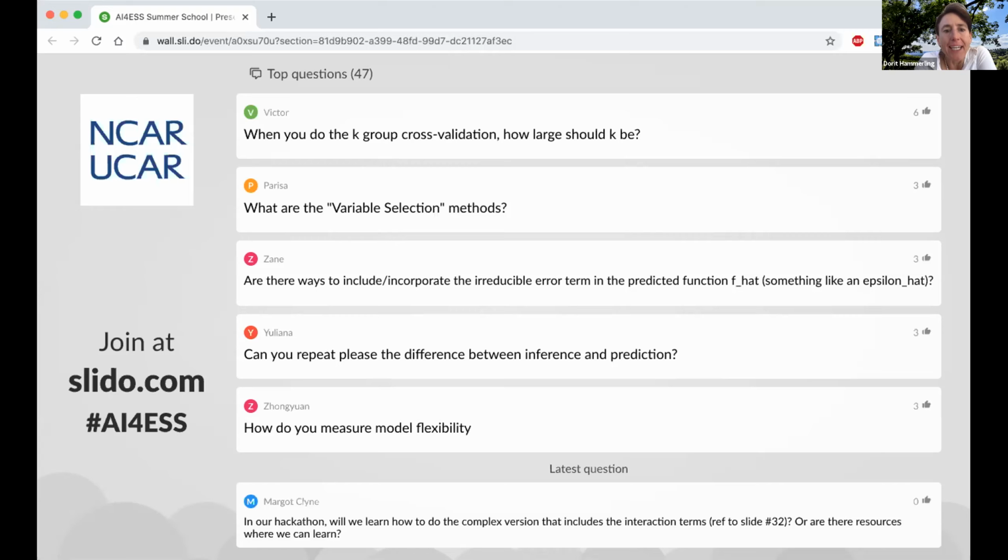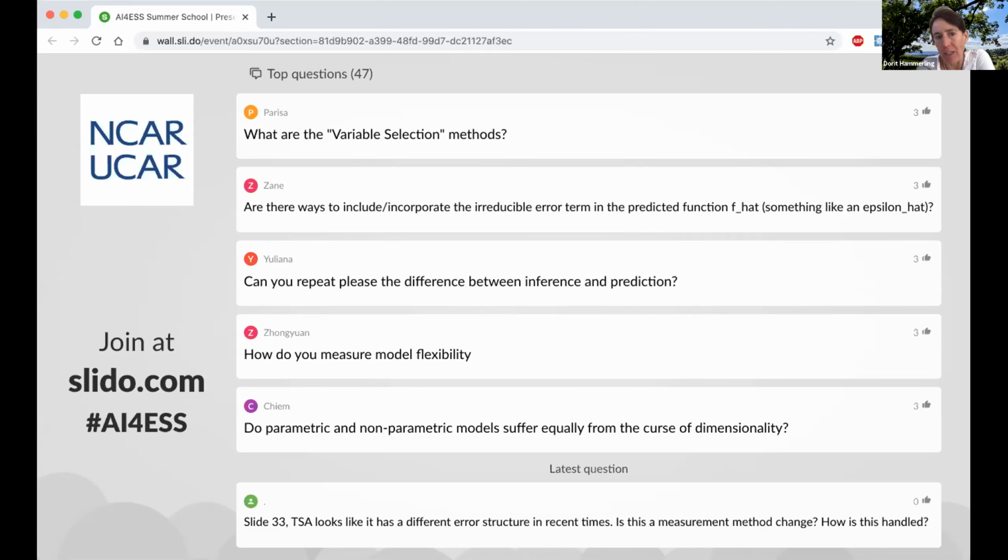When you do the K group cross-validation, how large should K be? Victor, K should be large enough that we minimize the sampling variability between the different groups. There isn't any more general rule, but typically we use something like 5 to 10 folds. That's the default. But depending on what your data looks like, you want to make sure the sampling variability from the cross-validation is low.